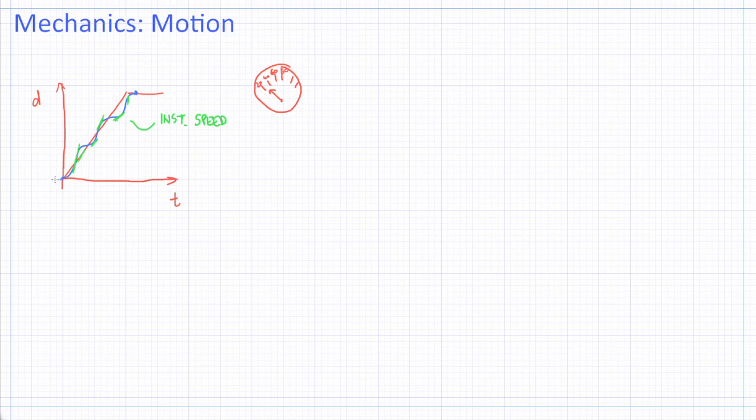So we can see that, for example, here at the beginning, if we get a tangent line, it would be flat. And this flat line, like we saw in the previous example, means that the speed is 0. Then the speed increases, you can see that it gets steeper, and then it gets less steep again, and then it's flat again. So there we go. The green lines here would represent our instantaneous speeds.